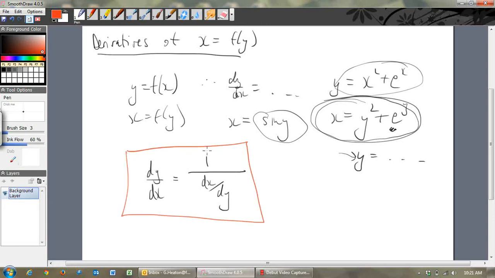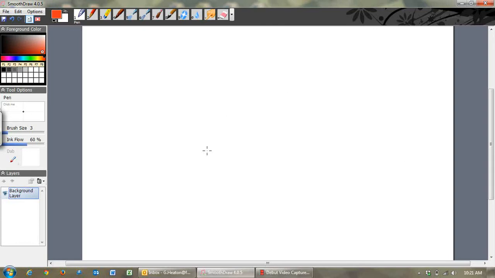Let's just jump straight into some examples of that. Example. If x is equal to (2y plus 7) cubed, find dy by dx. Again, trying to rearrange this for y is a pain, so what we want to do is do it the simpler way, which is to find dx by dy.